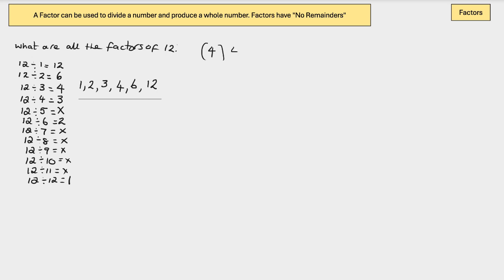4 divided by 1 is 4. Like I've explained to you before, it's always going to be that. 4 divided by 2 is 2. 4 divided by 3, well, we know that's not going to happen. And we know that 4 divided by 4 goes in itself once. So factors of 4 equal 1, 2, and 4.